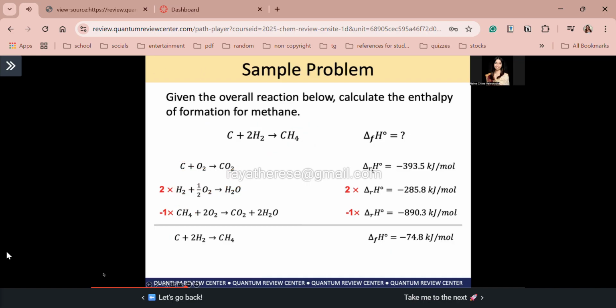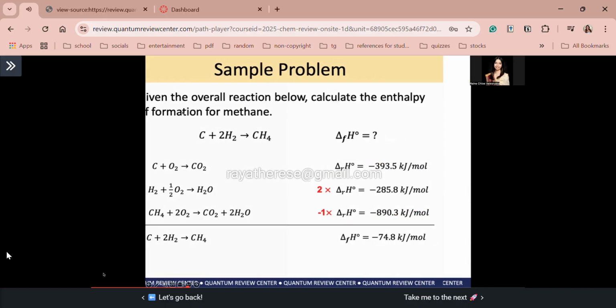And then with that, ang gagawin nyo lang to get the enthalpy of formation for methane is to combine them all. I-add nyo lang ito sila lahat. Okay? The answer is, the enthalpy of formation for methane is negative 74.8 kilojoules per mole.